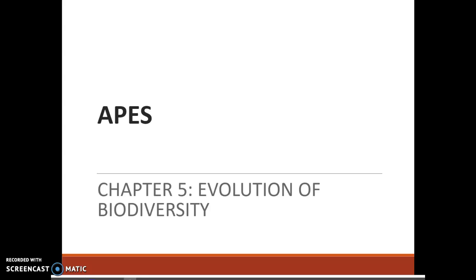Chapter 5. Yay! All right, this chapter is going to focus a lot on how we tell how biodiverse an ecosystem is, and we're also going to talk about some of the components of evolution with that, and how species and populations change over time.